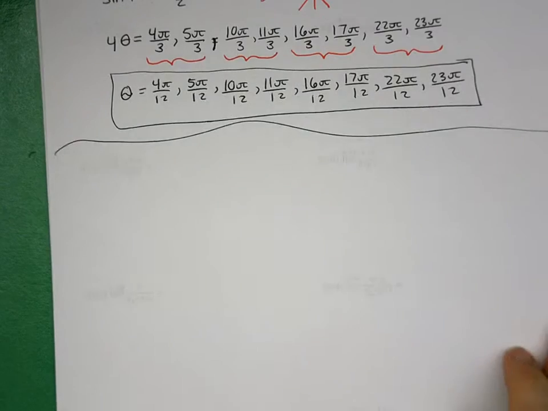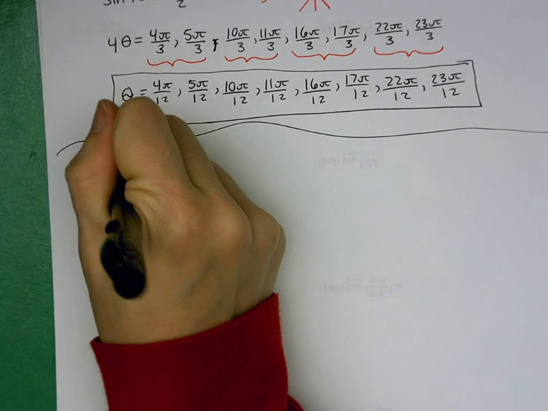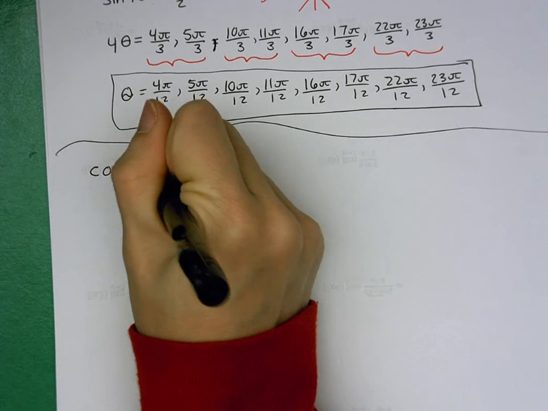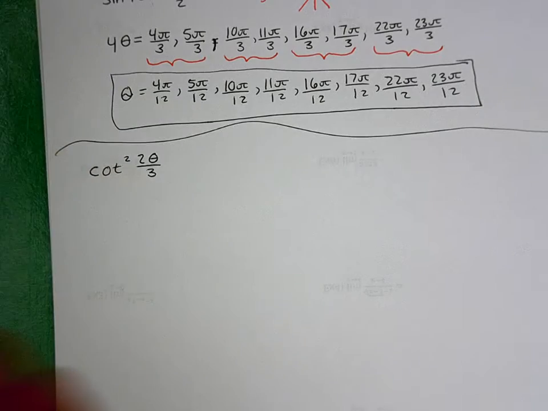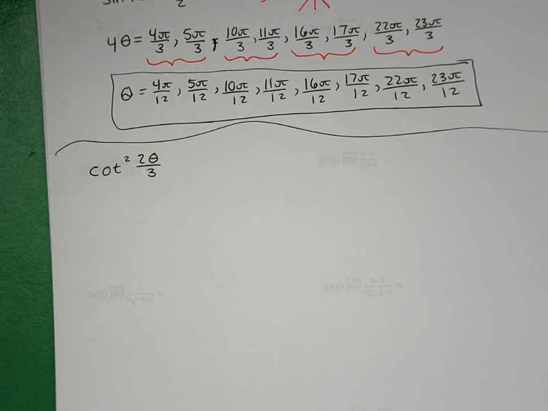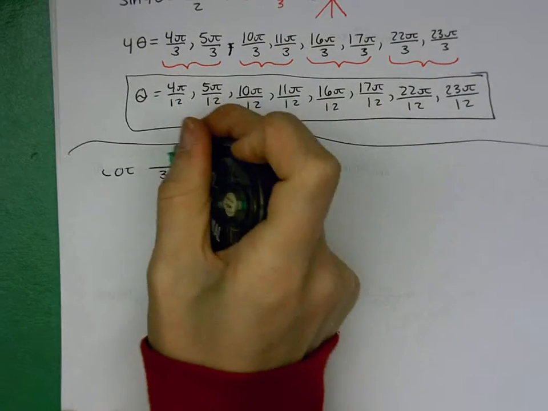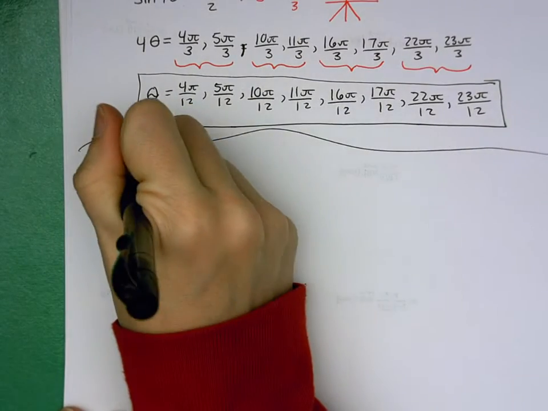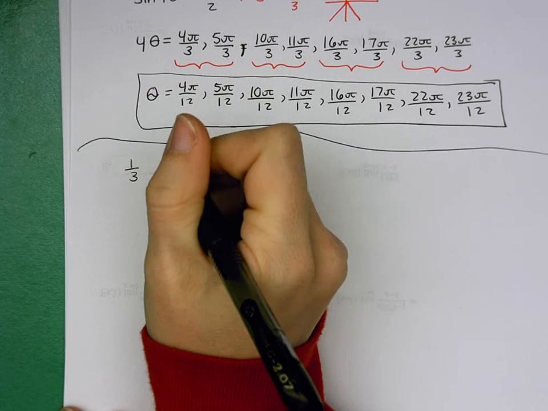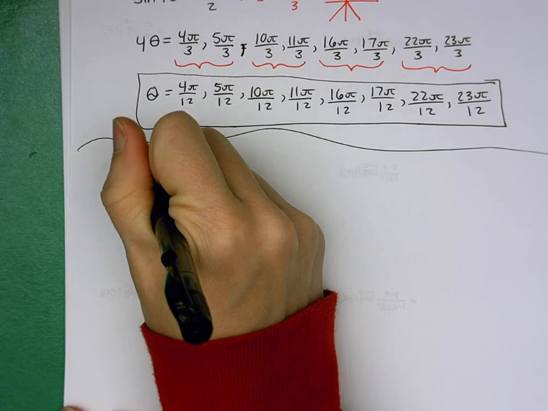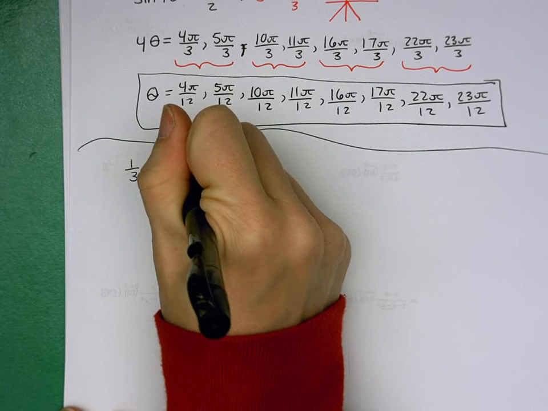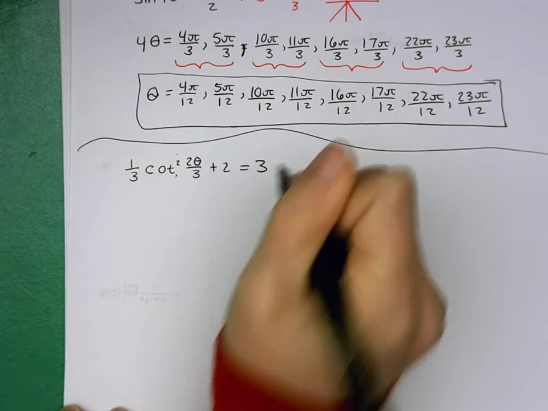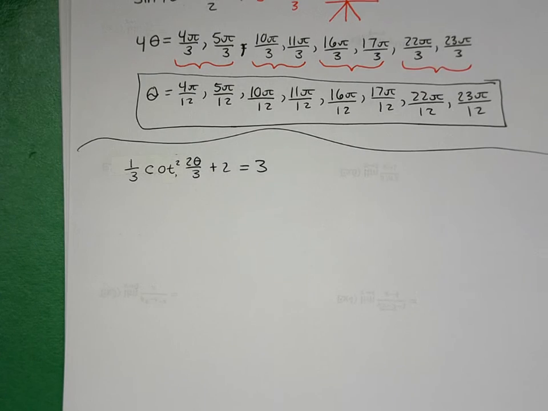Okay, next up we have cotangent squared of 2 theta over 3. I'm sorry. Oops, I'm at the wrong problem. Similar problem. We have 1/3 cotangent squared of 2 theta over 3 plus 2 equals 3. Okay, go ahead and pause the video. Restart it when you're ready.